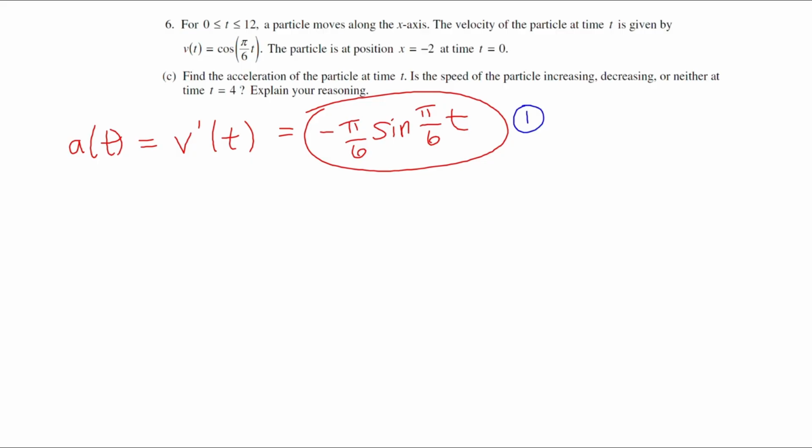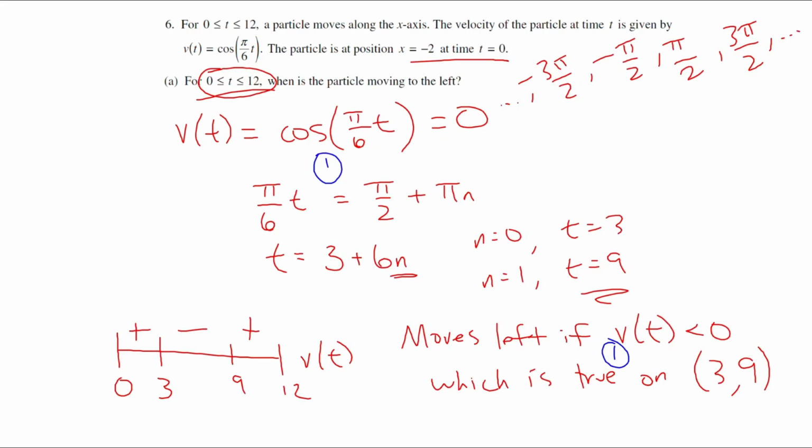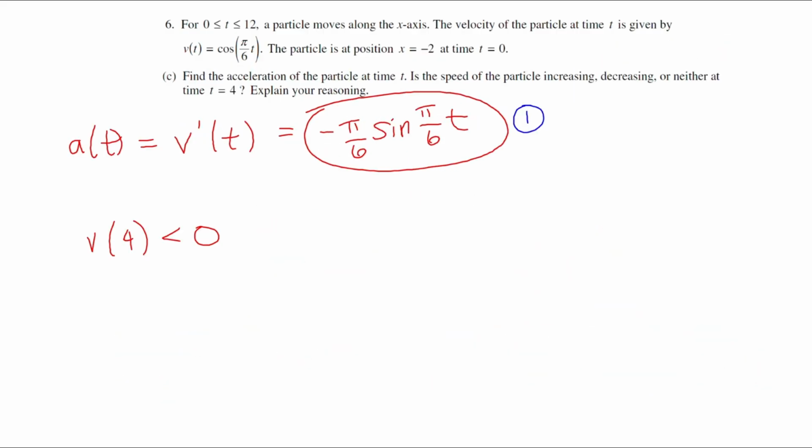Then the second part says, is the speed of the particle increasing, decreasing, or neither at t equals 4? Well, speed increases when velocity and acceleration have the same sign, and it decreases when they have opposite signs. So we'll just go ahead and see what the velocity was at 4. We knew that the velocity at 4 was less than 0. We don't need to actually find the value, but we know it's less than 0 because we figured that out back in part A. If we look back, it was moving to the left. The velocity was negative on 3 to 9. So we know v of 4 is negative.